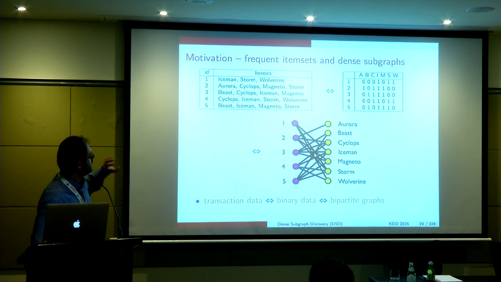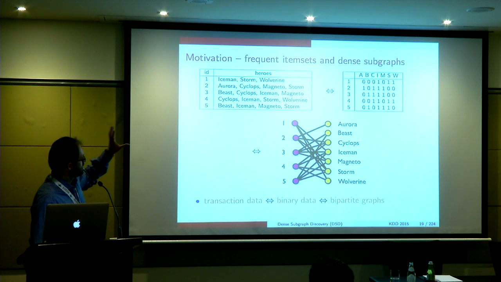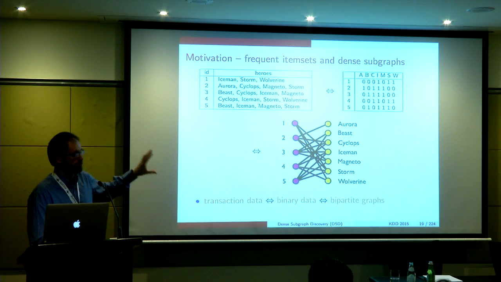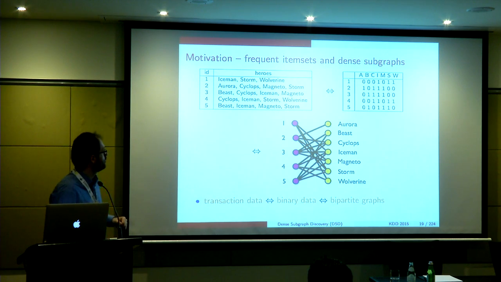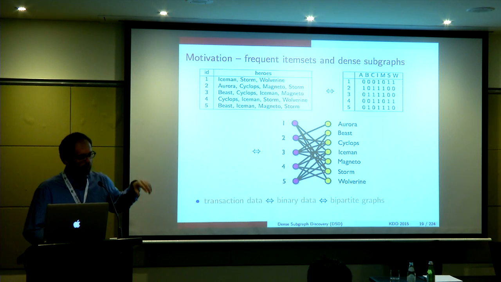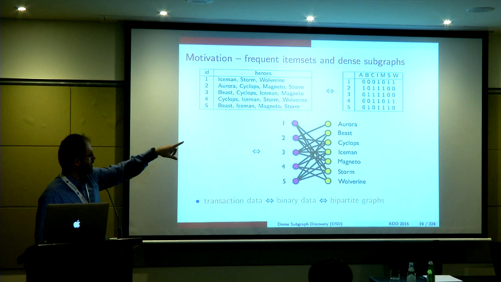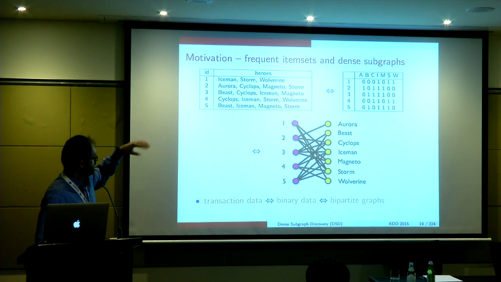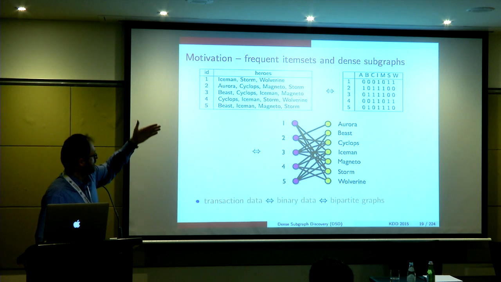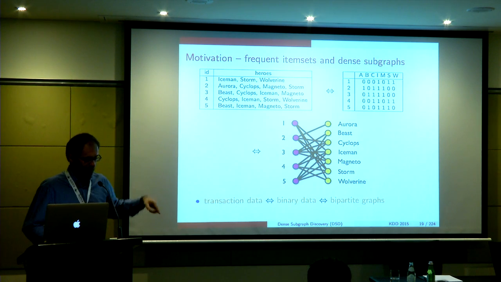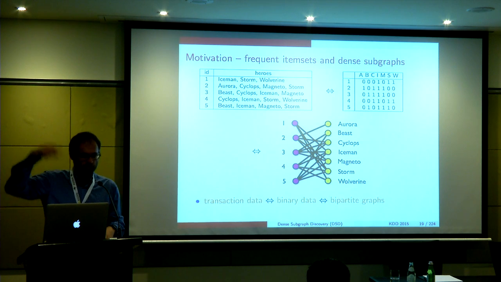But the point I want to make is that frequent item sets and dense subgraphs are very related concepts. Why? Because this is my transaction data set, what we saw before. Now I can represent this transaction data set by a binary matrix. The rows are the transactions, and the columns are all the items, and I have a one if the transaction contains the item. This is exactly the same as having a bipartite graph, where the rows are one side of the partition, the columns the other side, and there is an edge if there is a 1 in the matrix.